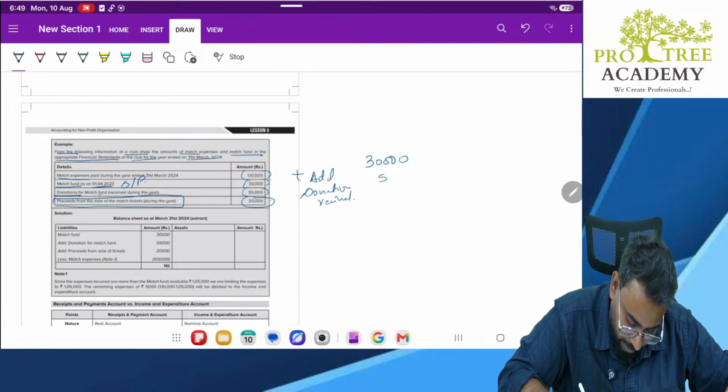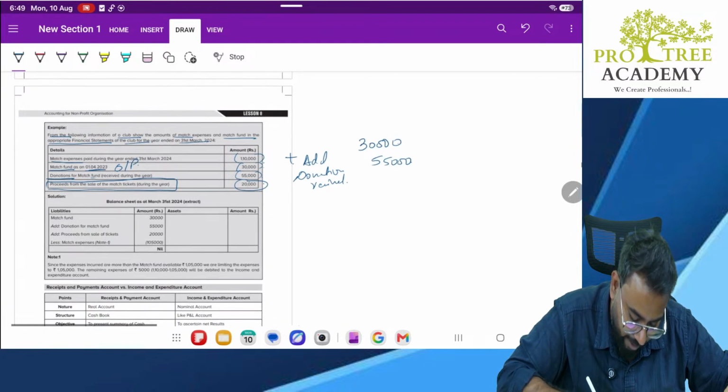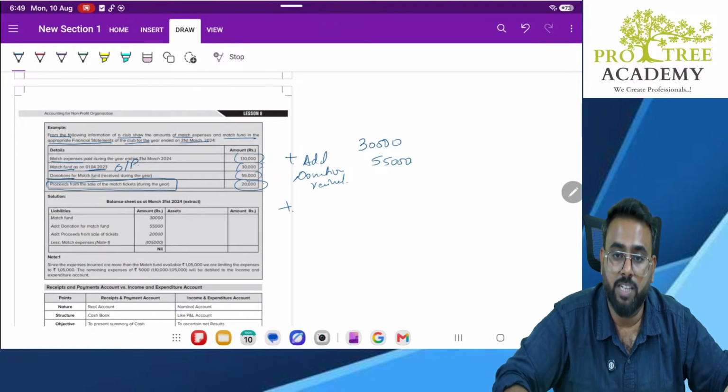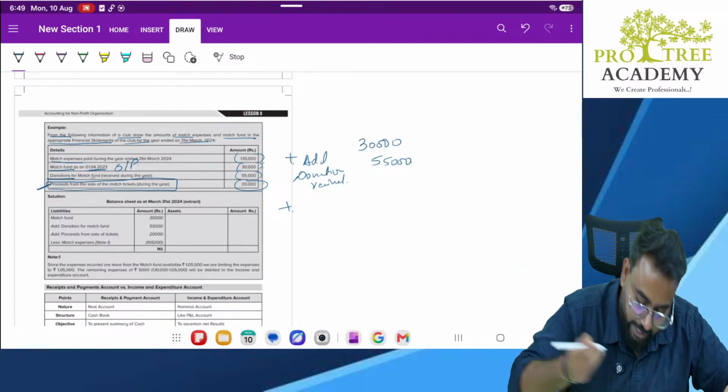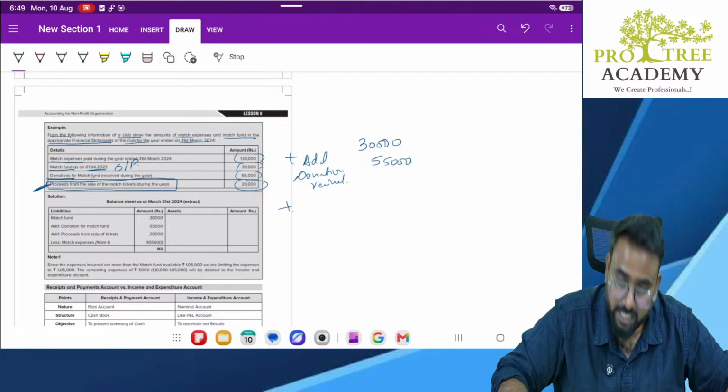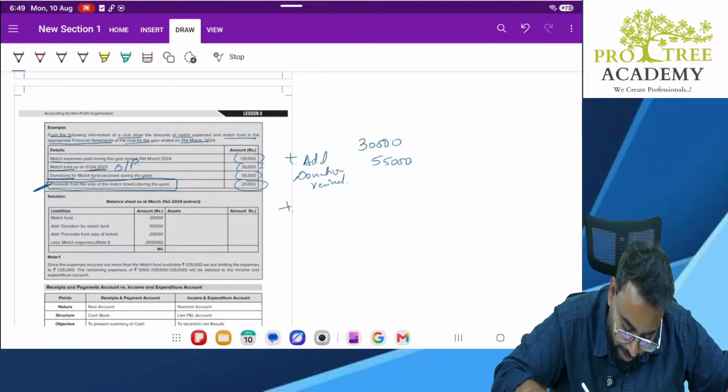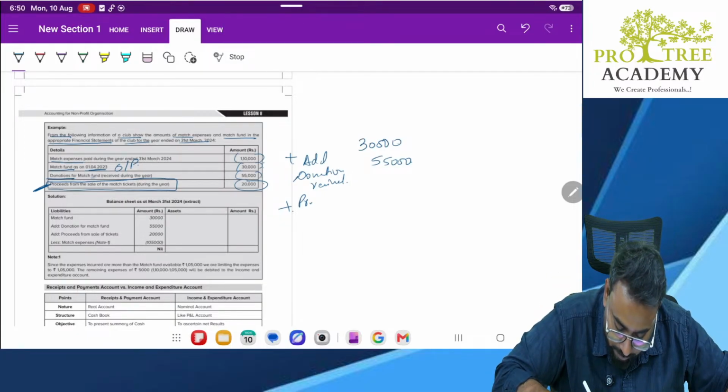55,000. Yes, sir, 55,000. Add any income with respect to that donation. Have we received any income with respect to that donation? Yes, we have received the match tickets, correct? Yes, sir. So proceeds from match tickets.